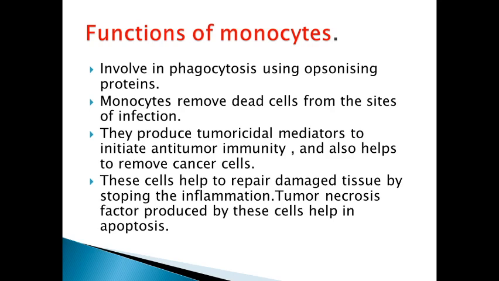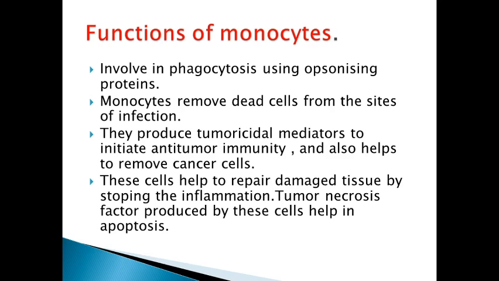Monocytes also produce certain substances. These are called mediators, and these mediators are tumoricidal mediators. It means they are responsible for avoiding tumor development, and it means that they initiate the anti-tumor immunity.